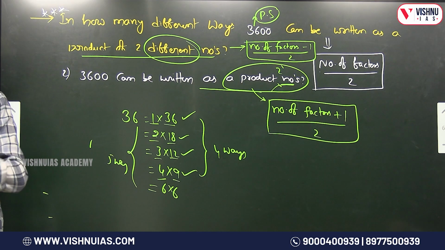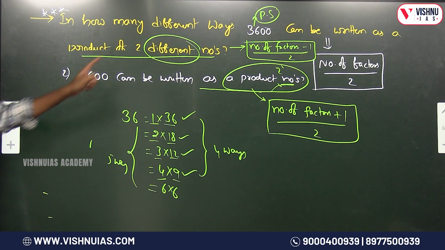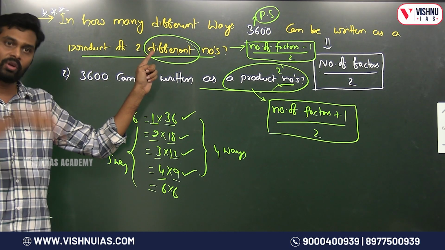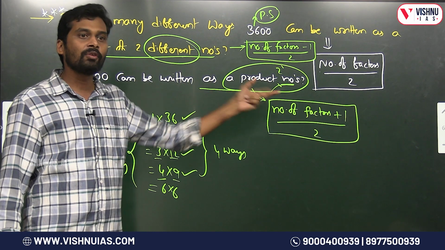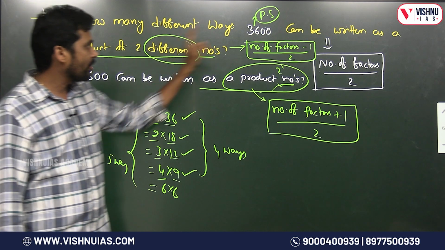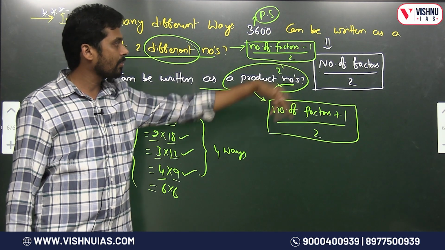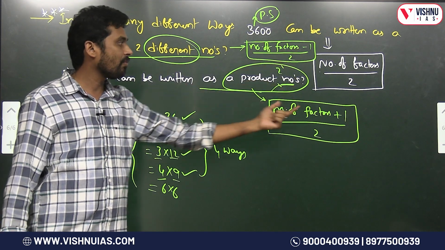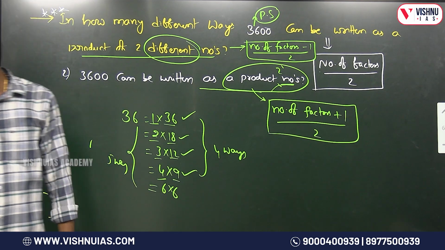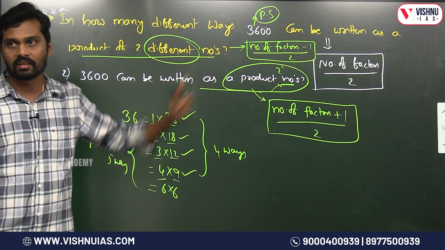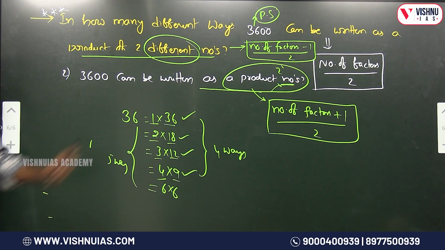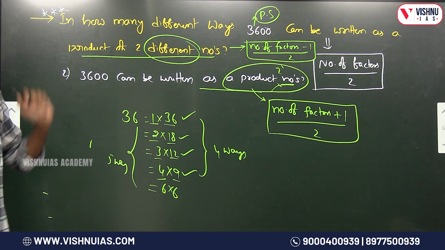Then there are two conditions. What are the two conditions? One is that the question asks for a product of two different numbers, or else it can be written as a product of any two numbers. Different numbers means (number of factors minus 1) by 2. Same allowed means (number of factors plus 1) by 2. But you always need to be very careful with perfect square numbers. There is only a slight difference. Now find the answer for the first case and the second case.